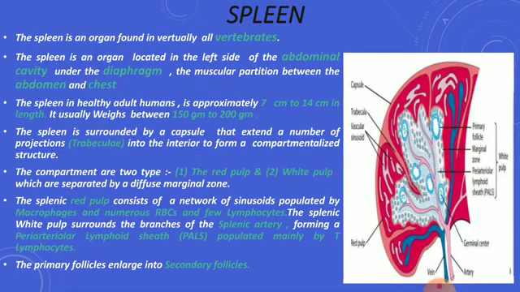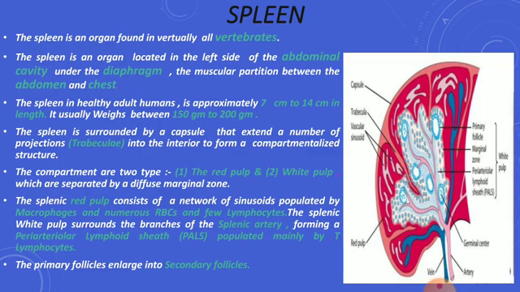And next we will talk about some secondary lymphoid organs, and the first of these is the spleen. The spleen is located in the left side of the abdominal cavity under the diaphragm. The compartments of the spleen are of two types, red pulp and white pulp, which are separated by a diffuse marginal zone.